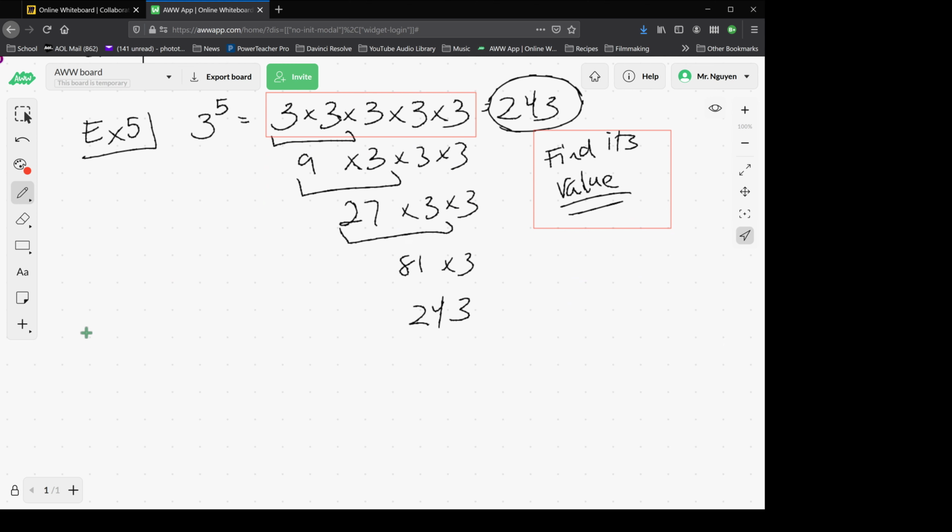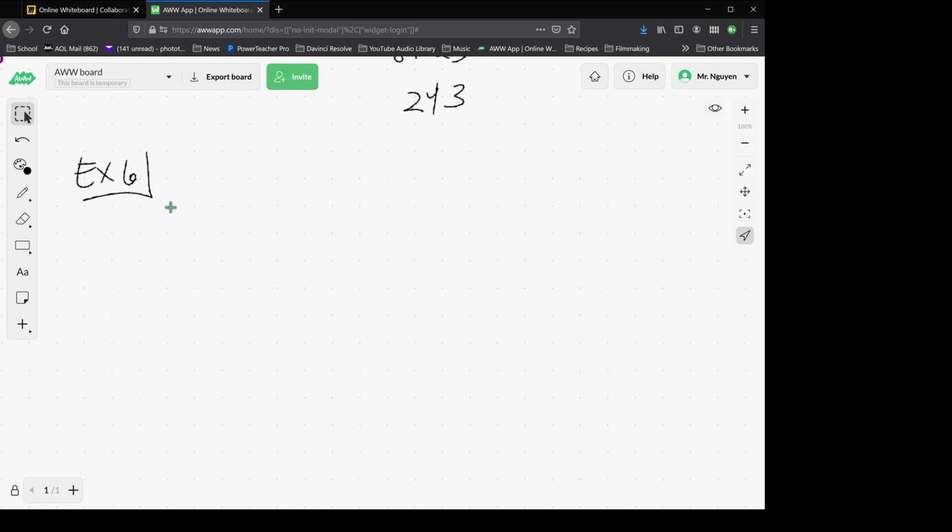Here's an interesting one. Example 6. Let's get some space. Okay, what about 2/3 to the third power? Oh, that's weird. So this is still the base. This 2/3 is the number that you're going to multiply. How many times are you going to multiply 2/3 by itself? 3 times, right? That's how many times you're going to multiply 2/3.